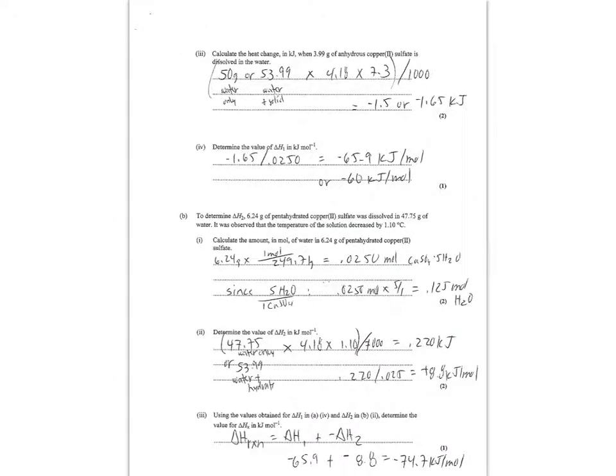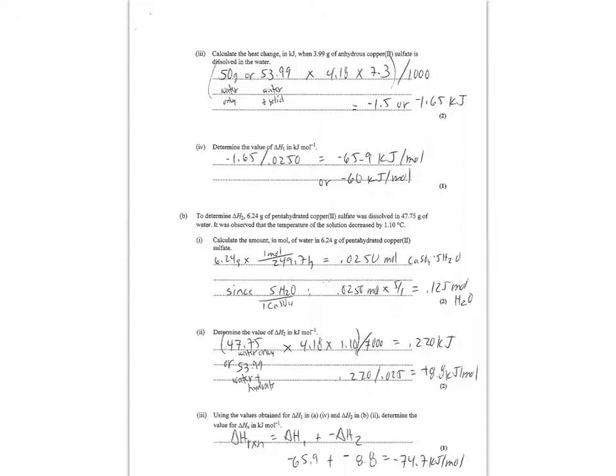Then part 3 said calculate the heat change in kilojoules when 3.99 grams is dissolved in water. So I've got my 50 grams of water, or if you added the 3.99 grams of copper sulfate to it, that was fine too. IB would accept either calculation. So either 50 or the combined mass of 53.99. But definitely use the 4.18 for water, and then whatever your estimated temperature change was. And finally, divide by 1,000 to get it in kilojoules. So you should have come up with an answer of either negative 1.5 or negative 1.65 kilojoules.